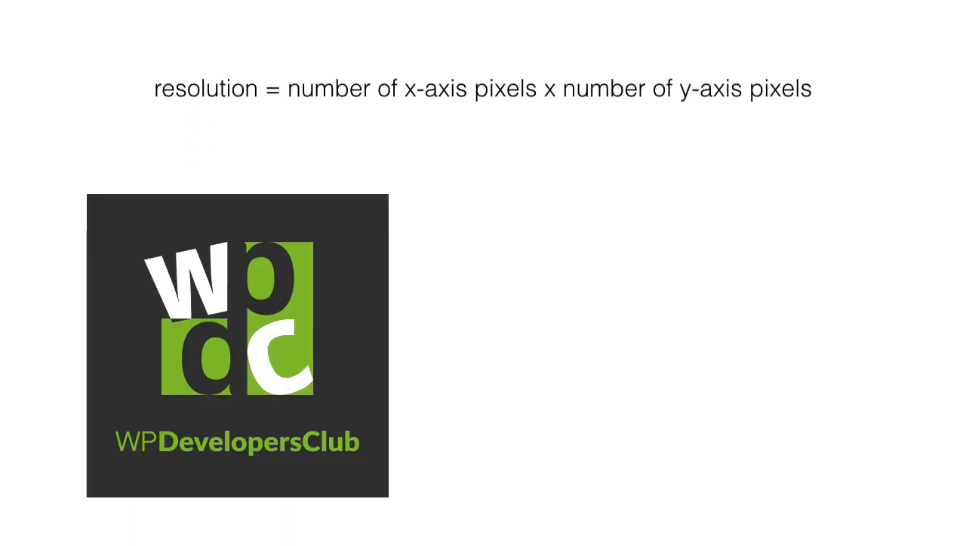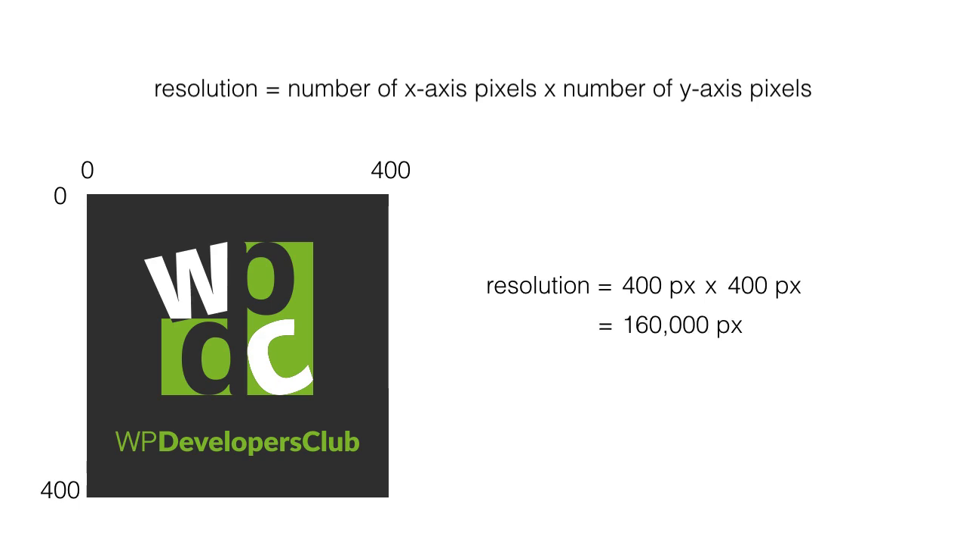So here's a picture. This has a width of 400 pixels. And this has a height on the y-axis of 400 pixels. So therefore my resolution would be what? Go ahead, figure it out. Resolution equals 400 times 400. If I break that down, that's 160,000 pixels. And roughly that's 0.2 megapixels.